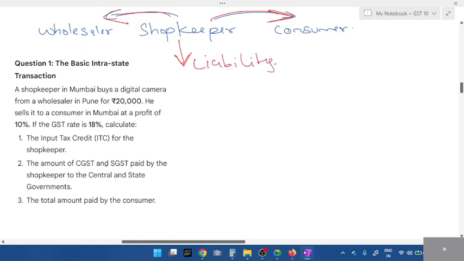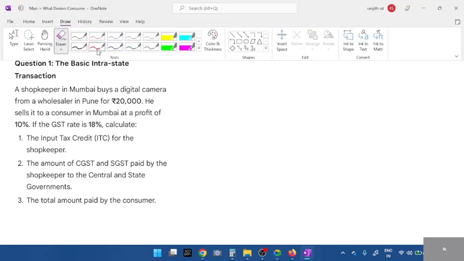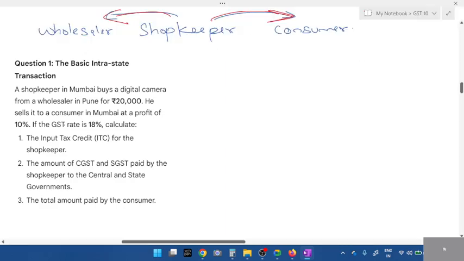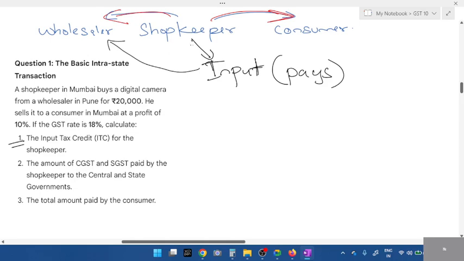Here they didn't ask us to find liability. I'll include even that question. So this is how we have to start. First thing, wholesaler, shopkeeper, consumer. Find the ITC. ITC is nothing but input tax. What do you mean by input tax for shopkeeper? What will be the input tax? The one which he pays or the one which he collects? Input meaning is pays. He pays to whom? Shopkeeper pays to whom? Wholesaler, because he's buying it from wholesaler, right?